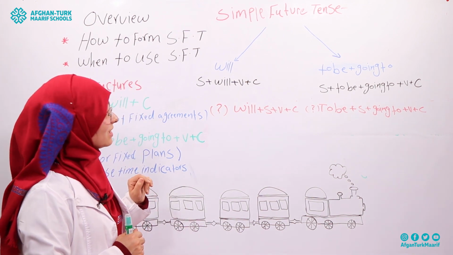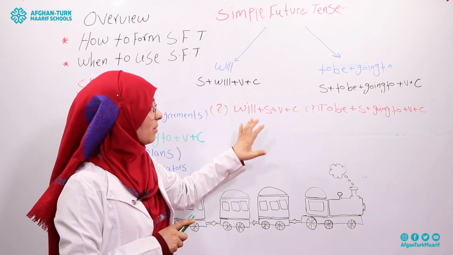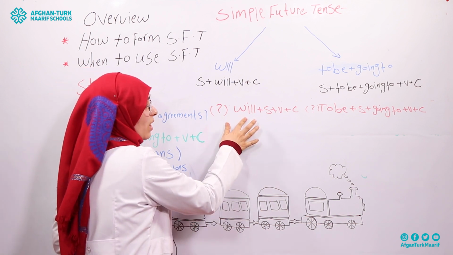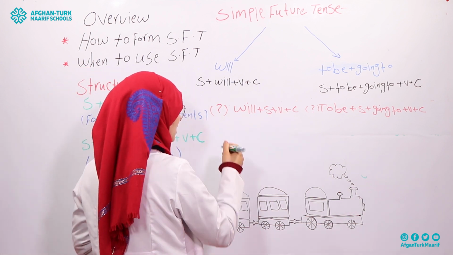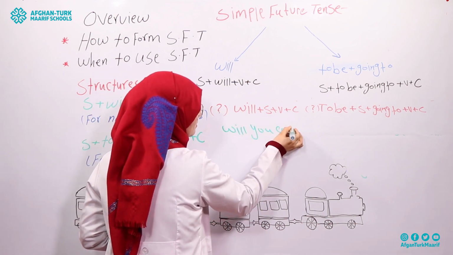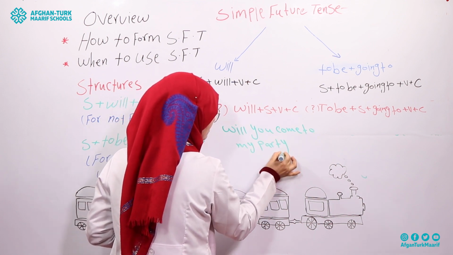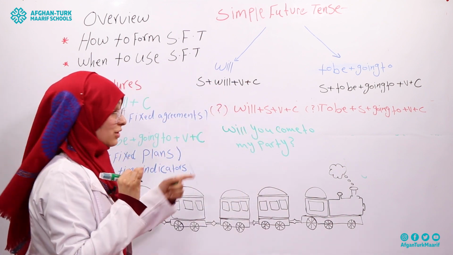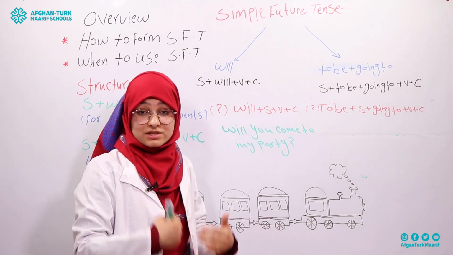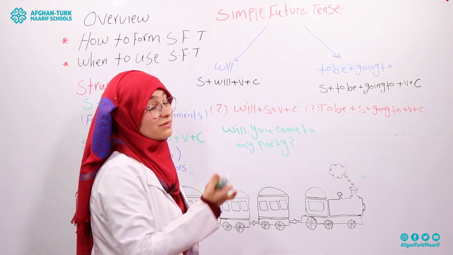Now that you have learned about the affirmative sentences and also negative sentences in both structures, let's talk about questions, how to ask a question in simple future tense. The structure is like this: will plus subject plus verb plus complement. For example, will you come to my party? And a question mark, of course, at the end of the sentence because it's a question. This sentence shows that I have decided to ask this question at the moment of speaking. I have not planned to ask my friend the same question.